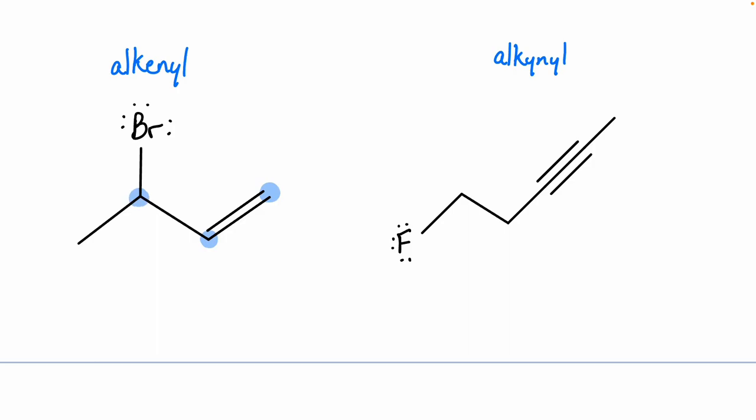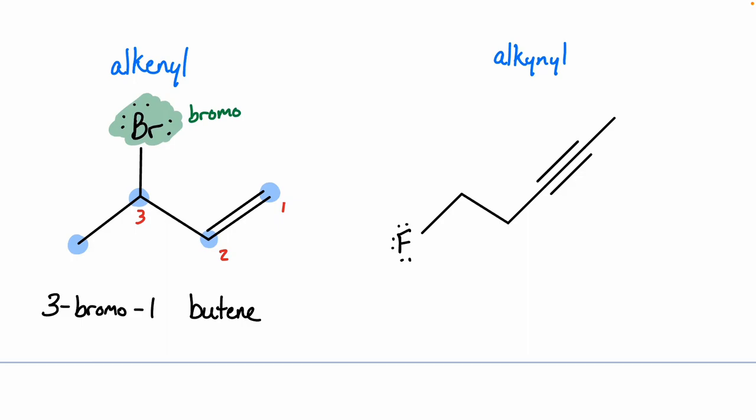So I'm going to find my parent chain here, but now that this parent chain contains that double bond, it wouldn't be a butane, but a butene. And I'm just going to treat that bromo group as a substituent. All right, we're going to number. Remember, we do have to prioritize that double bond. So this would be 3-bromo-1-butene. Right, and what's the 1 telling me? Where the double bond is, and then the 3 is where the bromo group is, right? So really nothing crazy. We just treat those bromo groups, halogen groups, just like we would if they were methyl or ethyl groups.